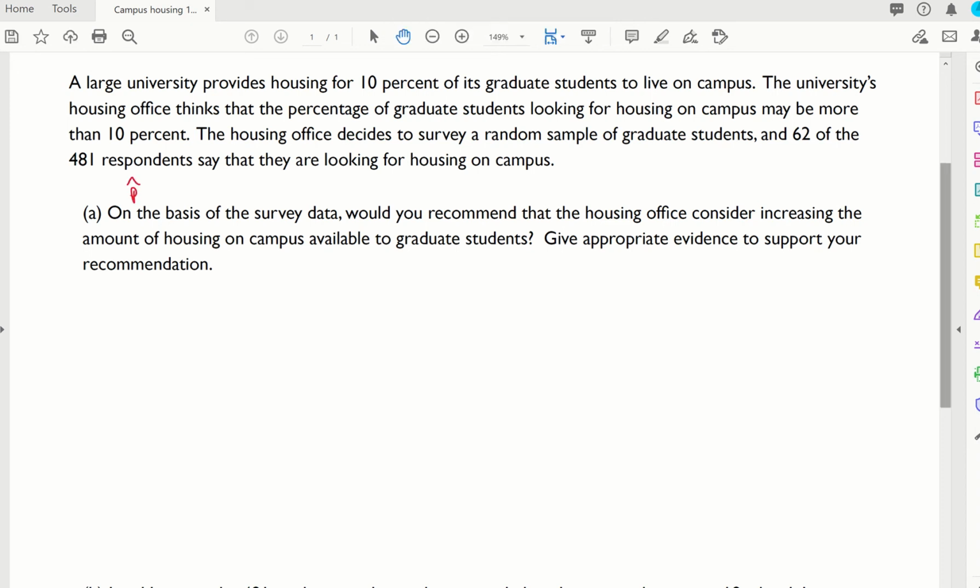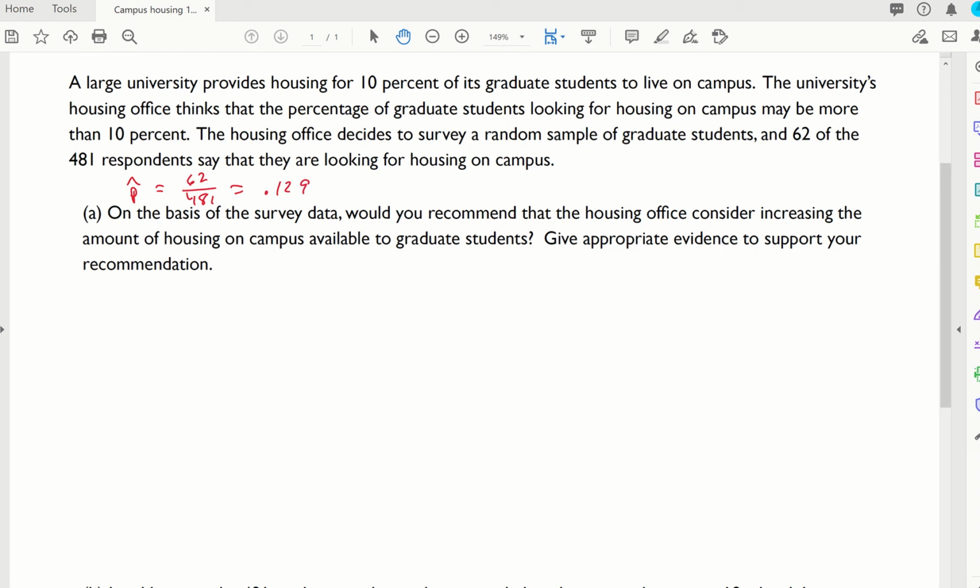So p-hat is going to be 62 out of 481. Let me get my handy dandy calculator ready to go. That is 12.9%, so 0.129.